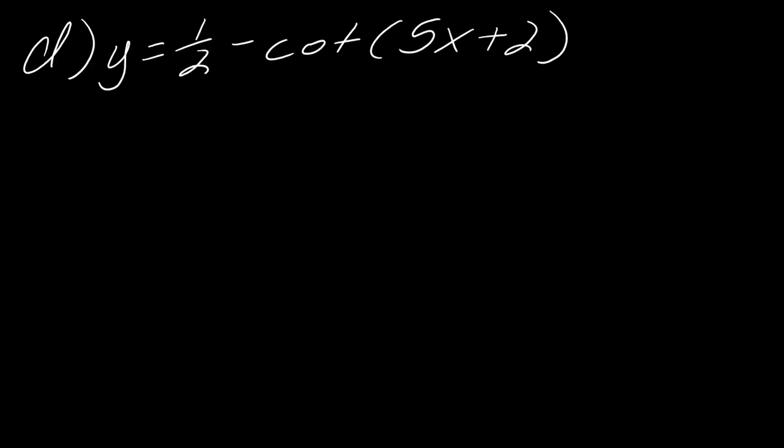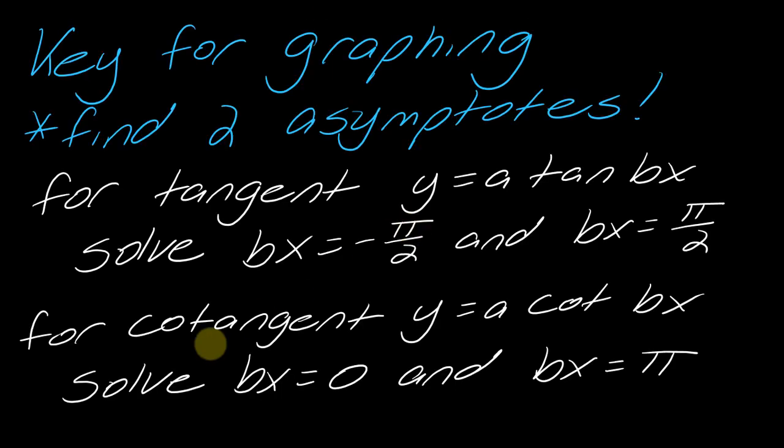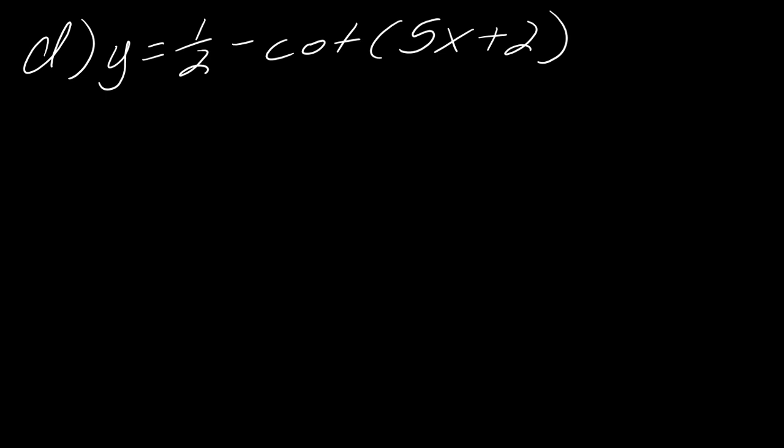So if you haven't tried one of these yet on your own, notice that this is cotangent. So with cotangent, you do have to use bx equals 0, bx equals pi, so just a reminder of that. So I highly recommend that you try this one on your own. Hit play when you think you've got it.